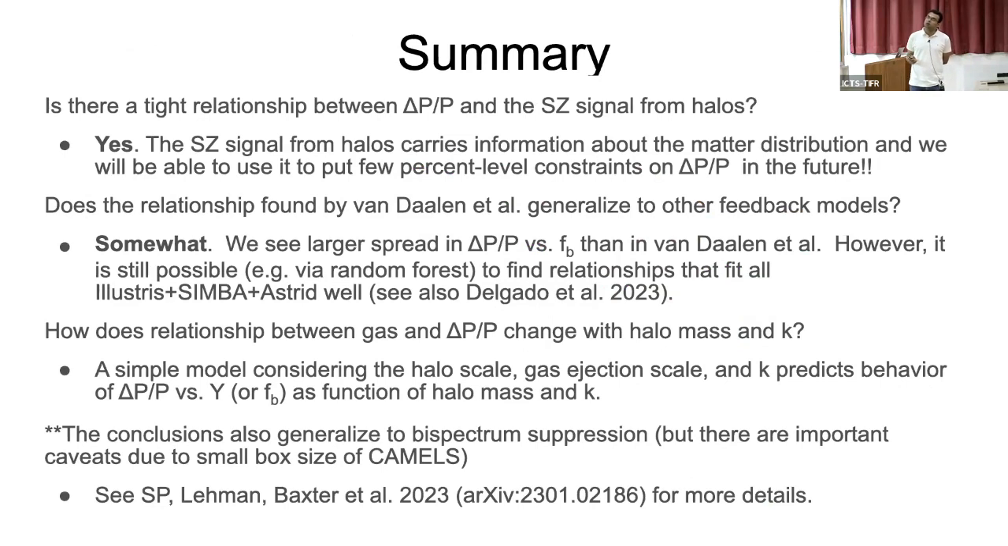So, in summary, we did find there is a tight relationship between delta P over P as a function of thermal SZ signal, and it more or less does generalize to different feedback models. We can come up with some sort of simple analytical scheme to explain how this changes with different halo masses in k. In the paper, we also see how it generalizes to bispectrum suppression, finding that it does. However, the box sizes of CAMELS are too small to actually do this with data, which is not the case for power suppression, so we can't say something with the current data. I would encourage people to look at the paper for more details. That's it. Thank you.